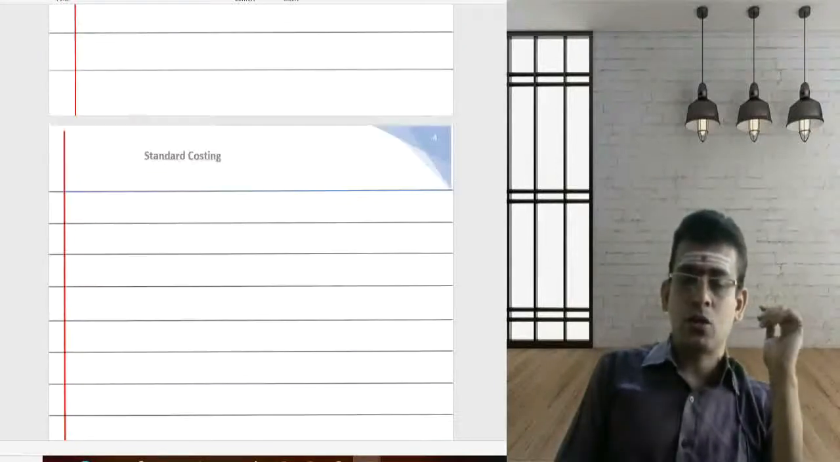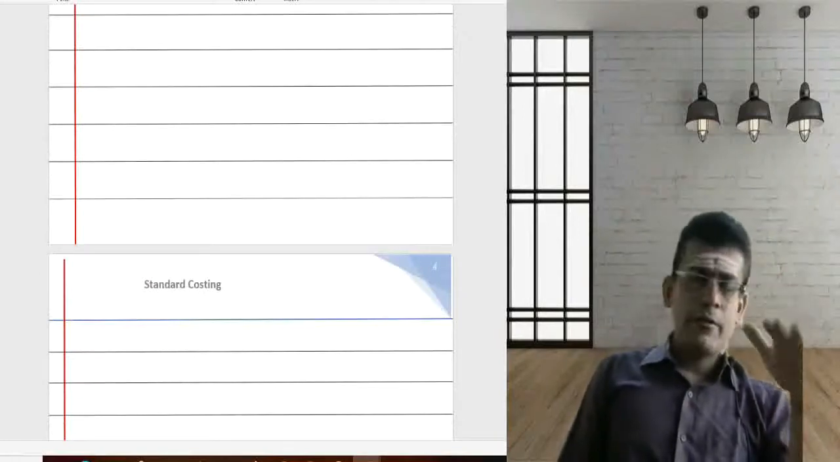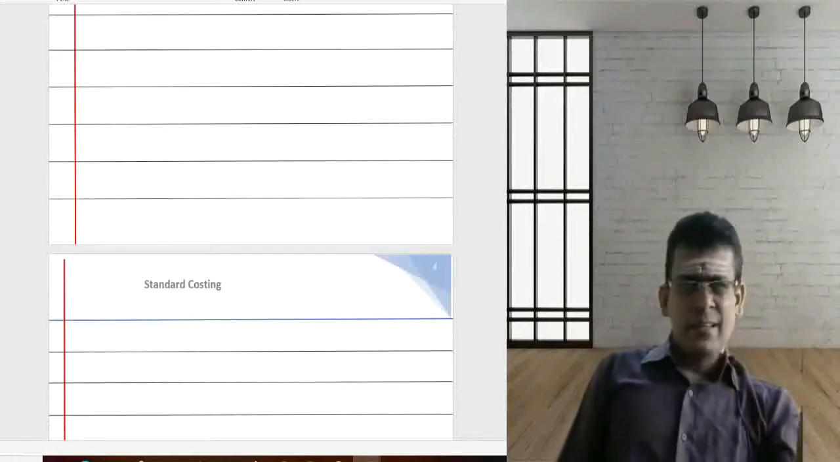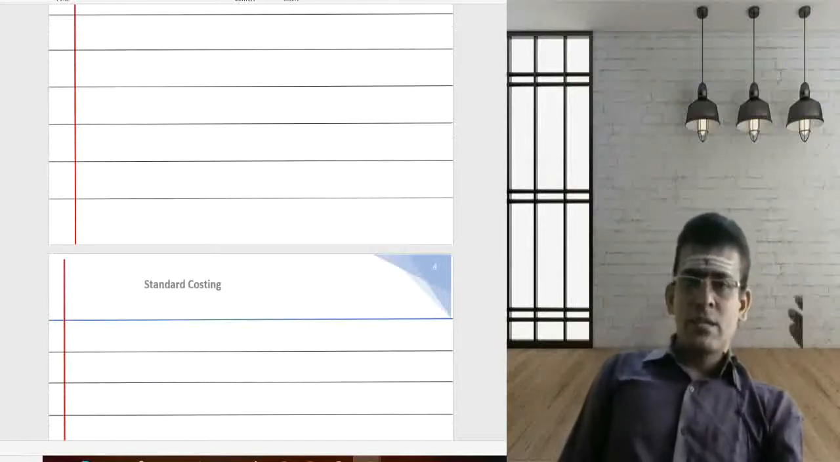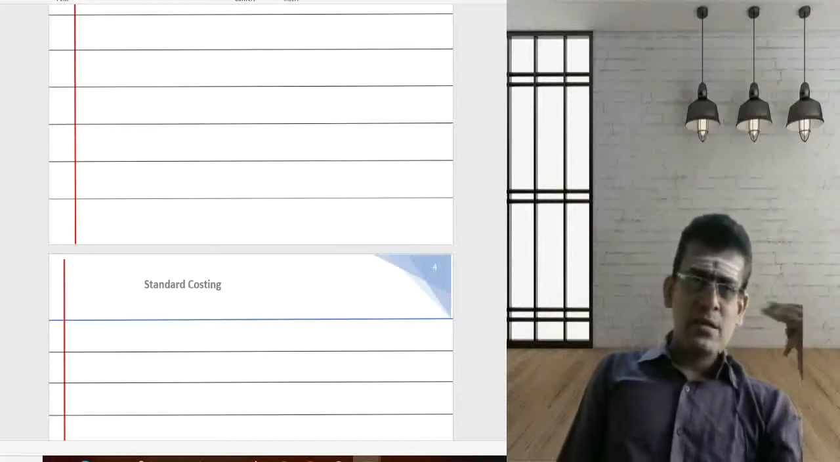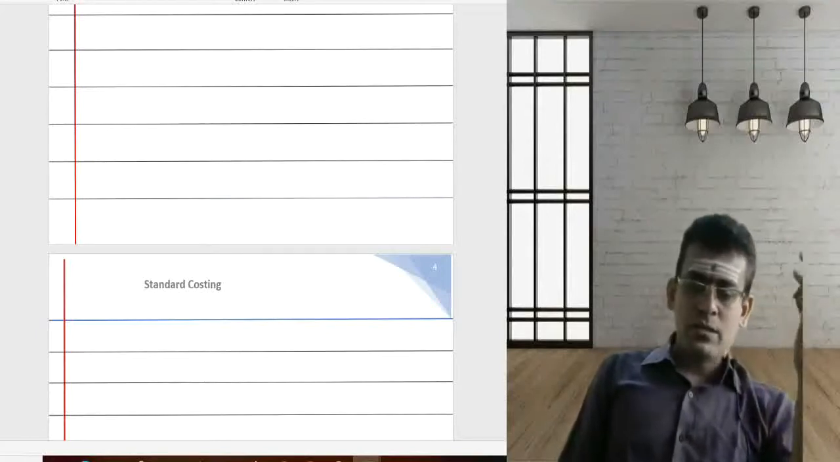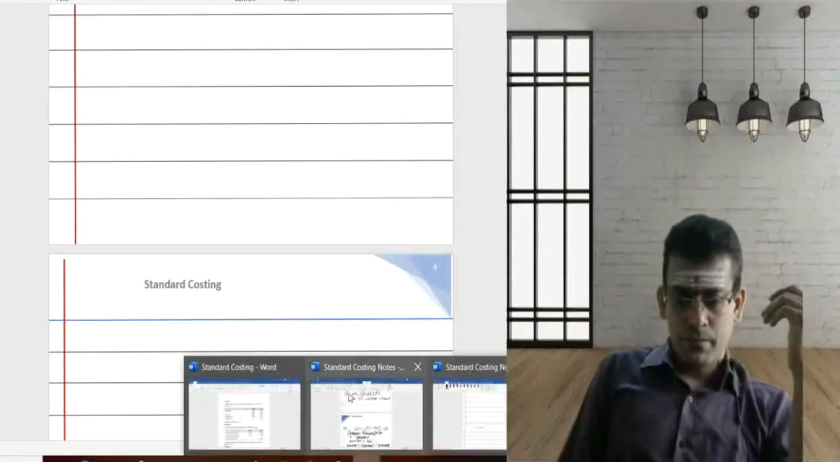Now what we will do, let us start with the problem. So we will discuss how we calculate fixed overhead variance. Then in the problem itself, let us discuss quickly your variable overhead variance, because that's quite simple. Same as your labor variances, we need to calculate your variable overhead variance. So now let us start working with your problems.